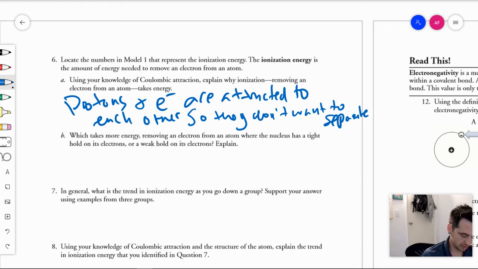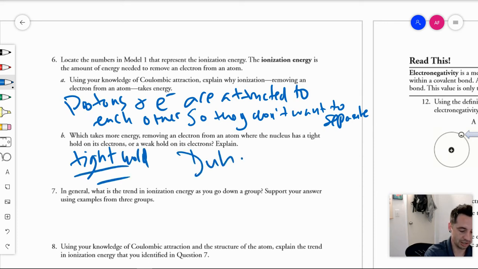Next question here. Which takes more energy, removing an electron from an atom where the nucleus has a tight hold or a weak hold? Well, if you're holding on to something tightly, is it harder to remove or easier to remove? Obviously harder to remove. So tight hold. And I'm just going to put duh. If something's held on tightly, it's harder to remove. Simple as that, right?